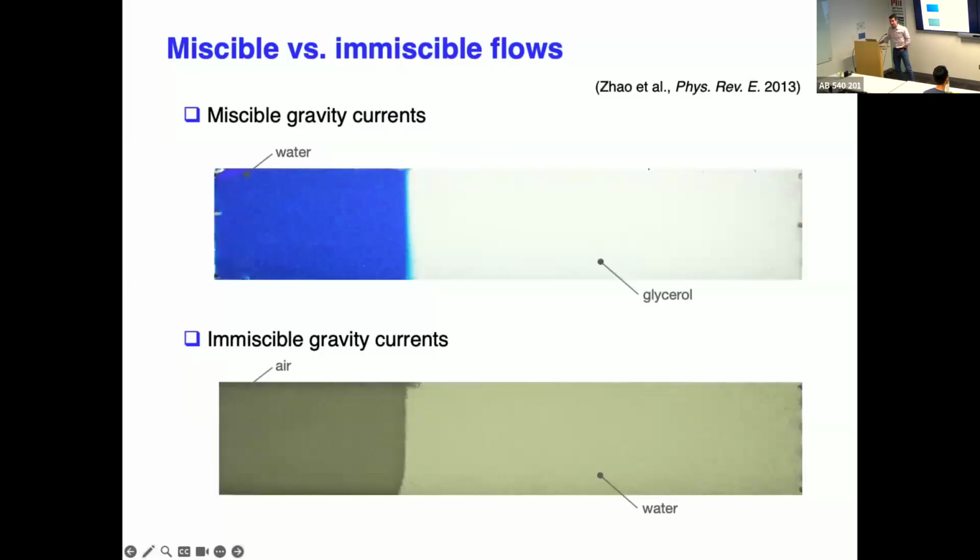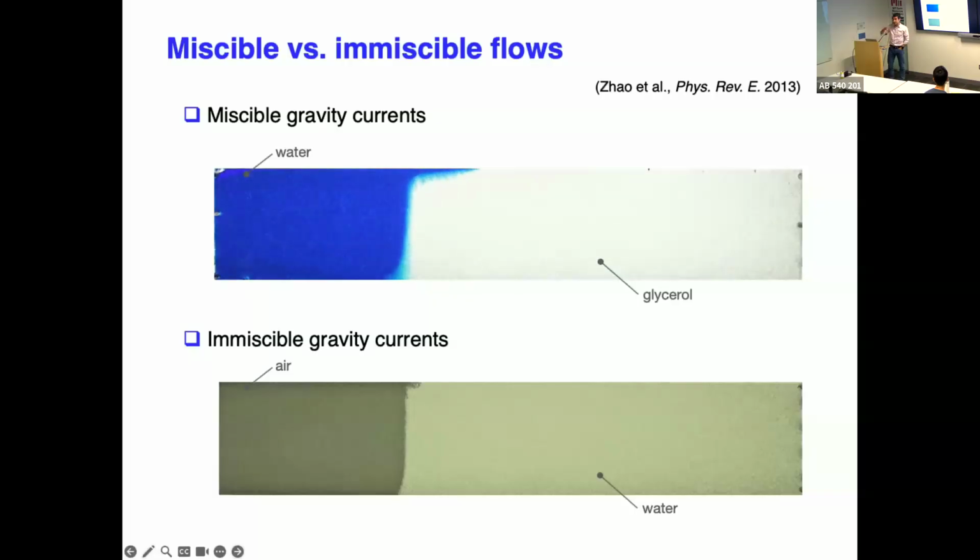I like to start with this slide. This talk is about flow in porous media, and the flow can be flow of miscible fluids, so you have one homogeneous fluid where the composition might change, or you can have immiscible flow, a flow of two immiscible fluids, in which case you have surface tension playing on. This is a gravity current experiment. You have a lock exchange, a light fluid on the left and a heavier fluid on the right, and then you just set this in motion.